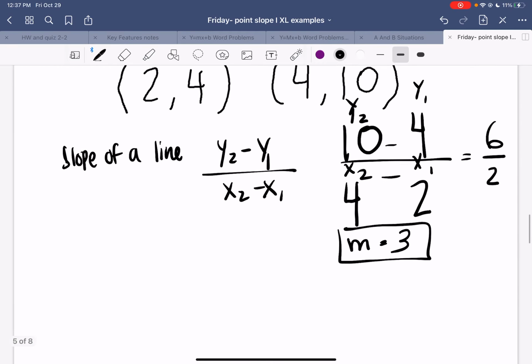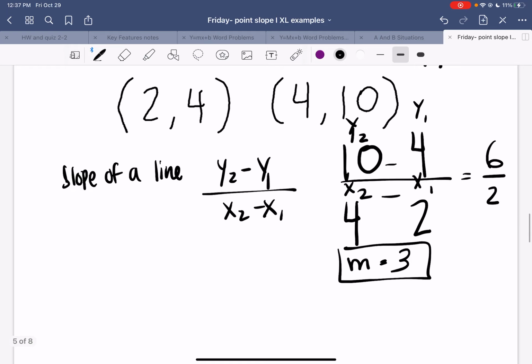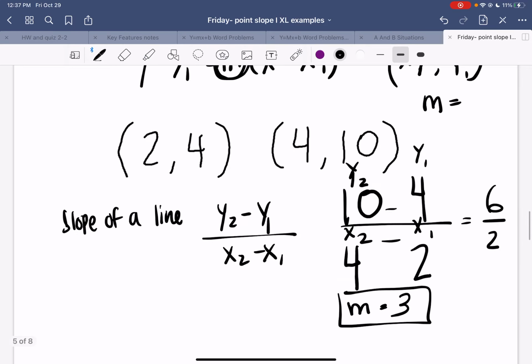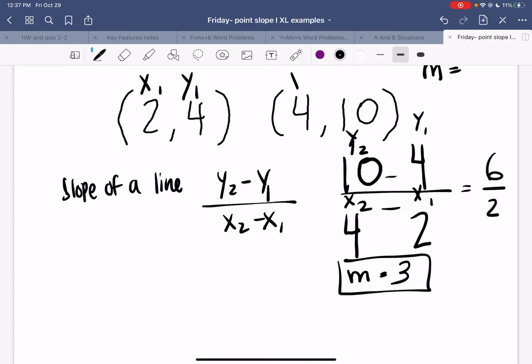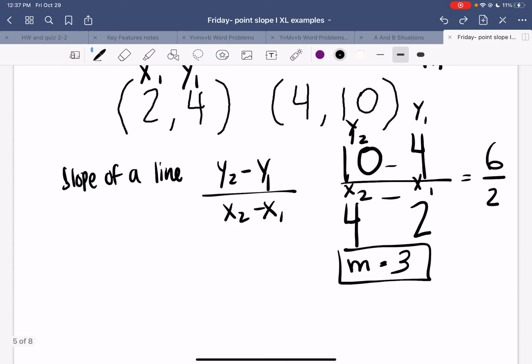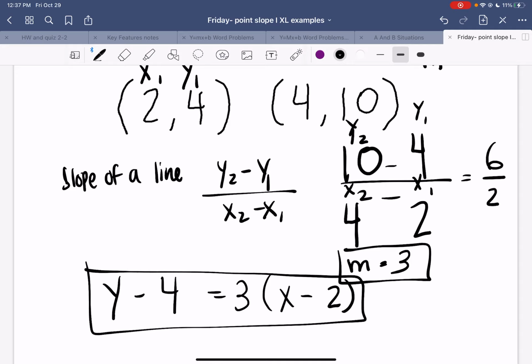So now we can take that information and write our point-slope form equation. Since we now have our slope, we have y minus our y1, which is 4, equals our slope 3, parentheses x, minus our x1, which is 2. And that would be our equation in point-slope form.